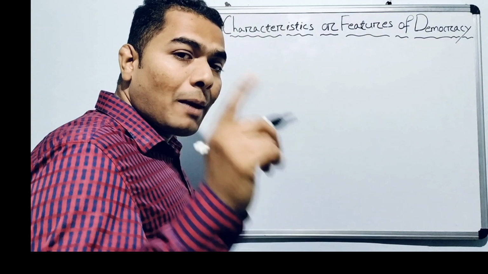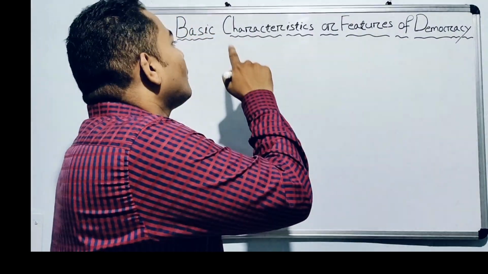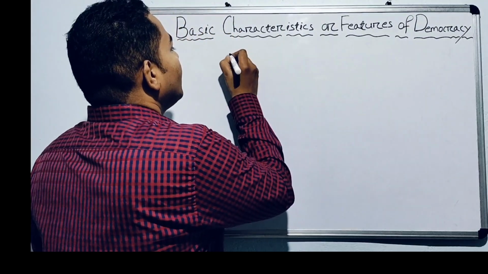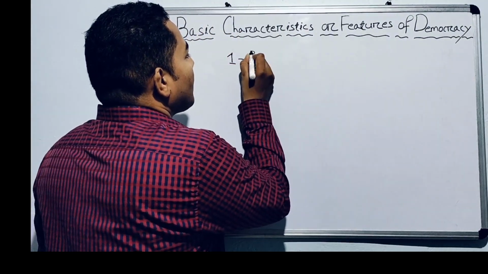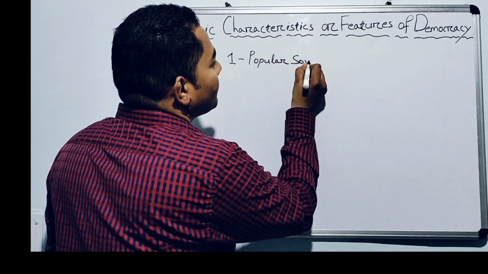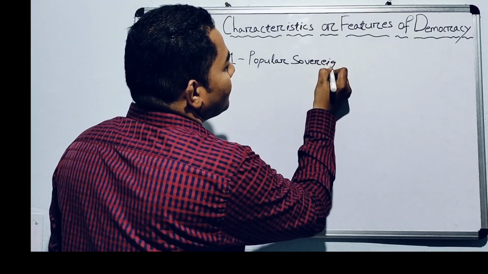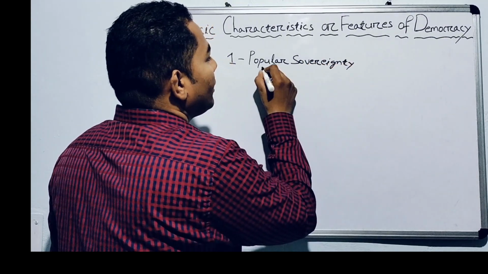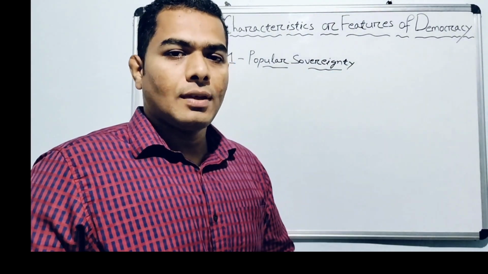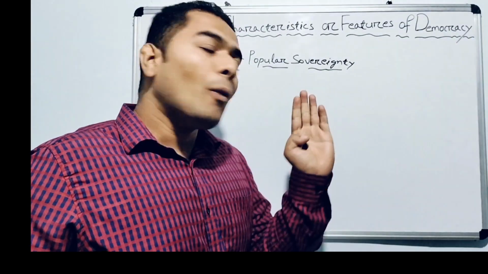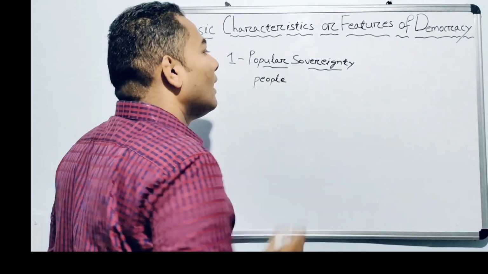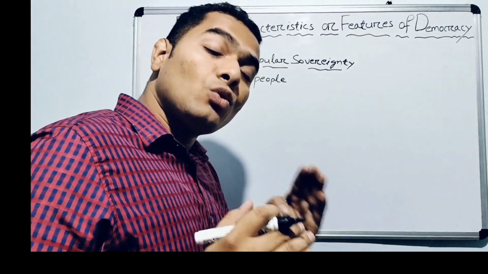So the first point is what? The first point of the features of democracy is popular sovereignty. This is the first basic feature or characteristic of democracy. So what is popular sovereignty? Popular means here people. And sovereignty means the supreme power.